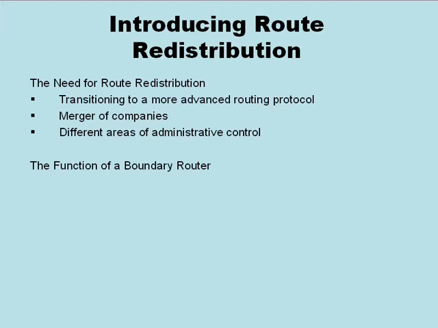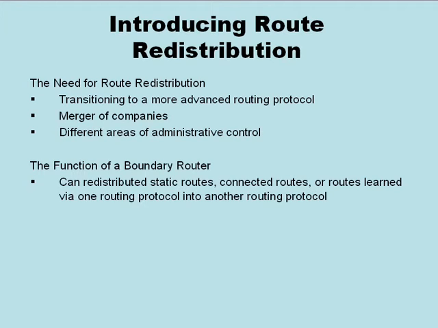And like we said, in this lab, we're going to be redistributing OSPF into EIGRP and EIGRP into OSPF, but realize this boundary router, it could redistribute statically configured routes, directly connected routes, or routes learned, as we'll see in this lab, via a different routing protocol.